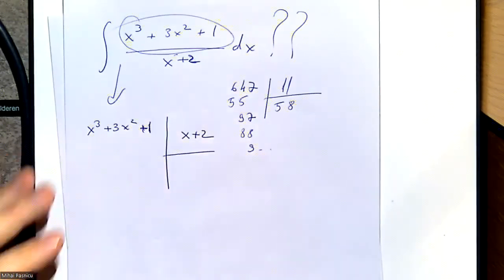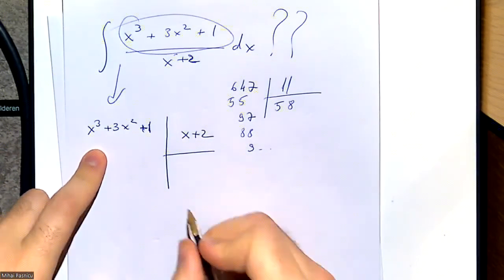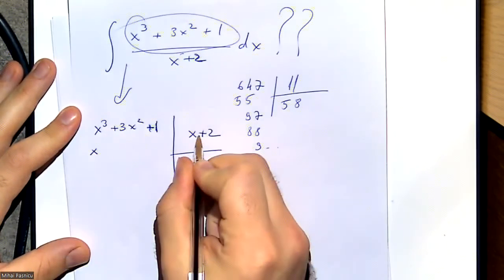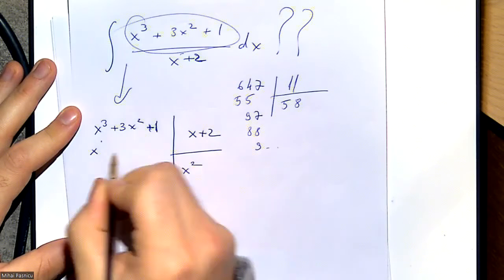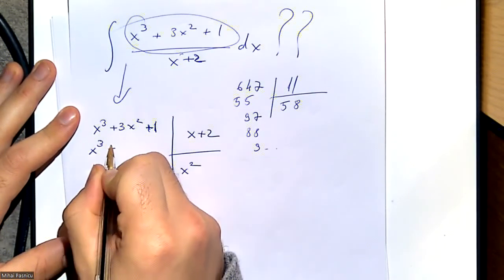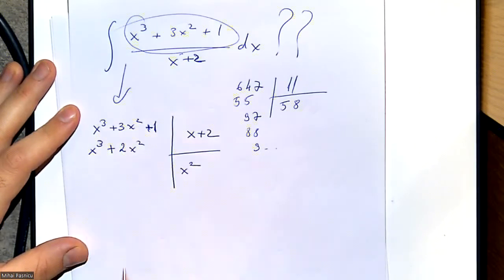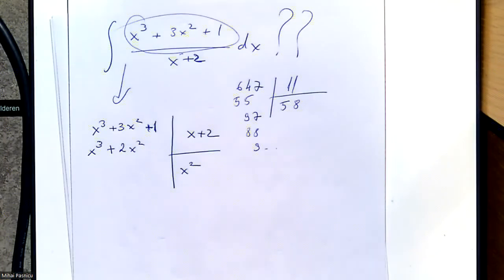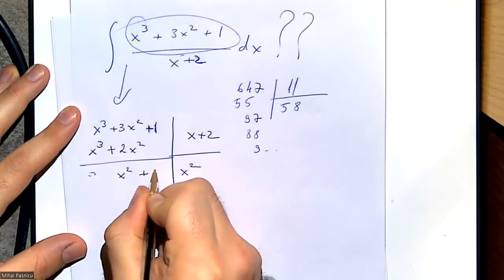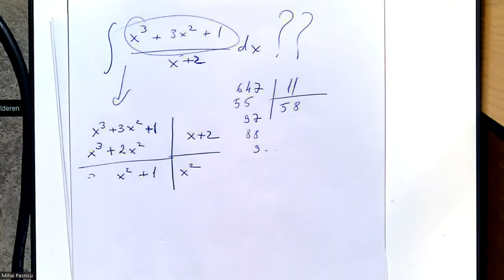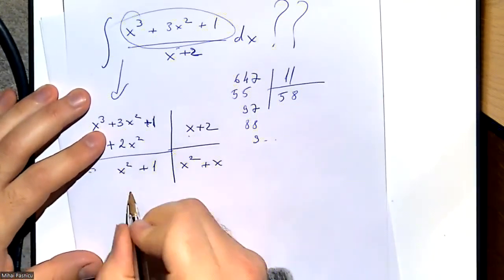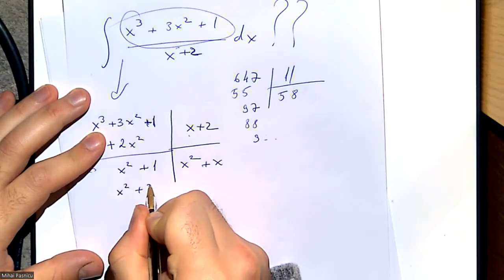So we take the biggest power first. This is x squared. I take x squared. So I have x squared times x, that's x to the third, plus 2x squared. Okay? Now what do I get? This is 0, and here I have an x squared plus a 1. What do I have here? X squared plus x. I get it again, and I get x squared plus 2x.